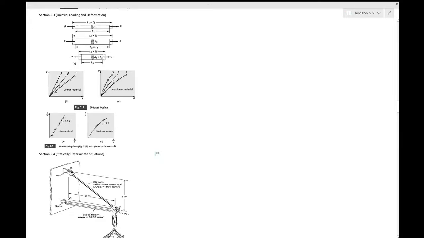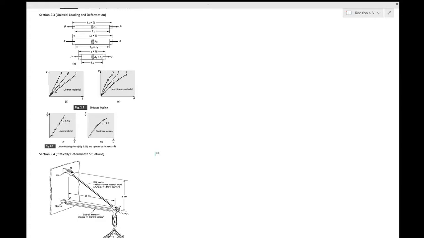Okay, so we'll today be discussing uniaxial loading and deformation, and this perhaps you can see as something which is pushing us into the course of solid mechanics. So let's see if we can grab and understand these concepts.